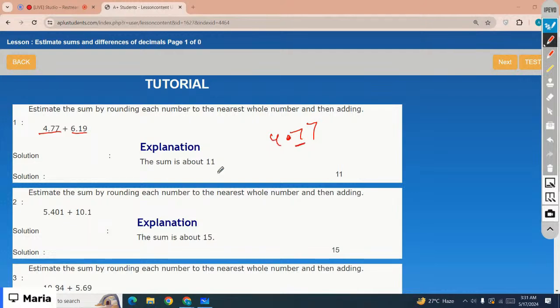So the digit right after the decimal point is 7. That is greater than 5. That means you need to round up. So 4.77 is rounded to 5. And then 6.19, right after the decimal you have 1. 1 is less than 5, so you need to keep the same whole number, right? That would be 5 plus 6, and 5 plus 6 equals 11.